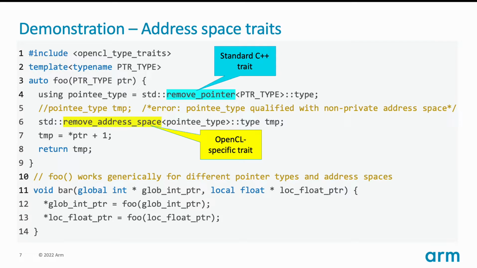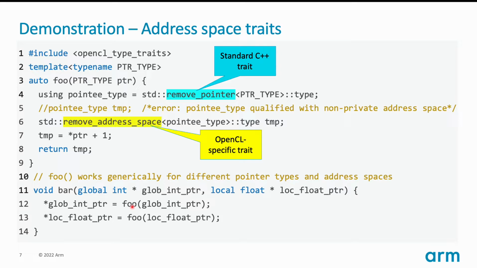Let's just look at some examples as a demonstration to show how this type trait library can be used today. In the first example, I will demonstrate address space traits. Let's first look at the last 4 lines of this example over here, where we are defining function bar that takes 2 input parameters. They are both pointers and they are different pointer types, global int and float and local float. Then we will be using a foo function with both pointer types.